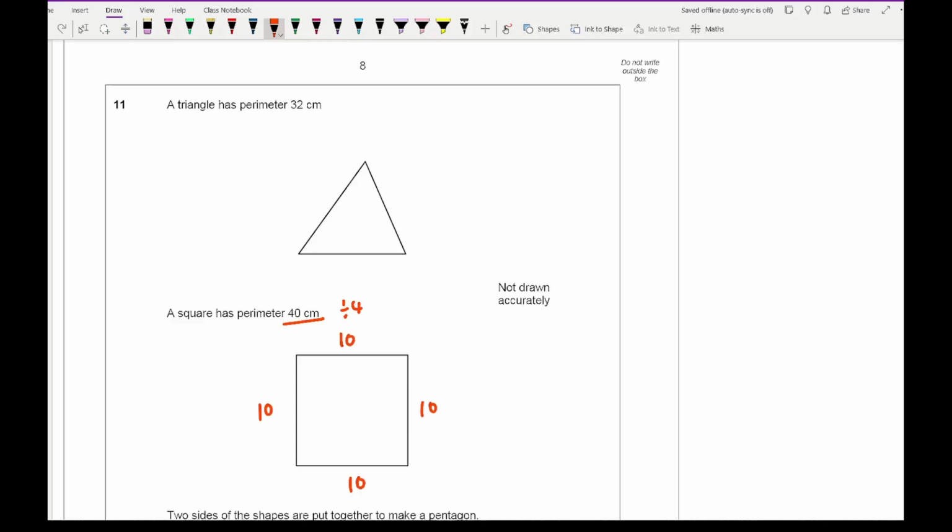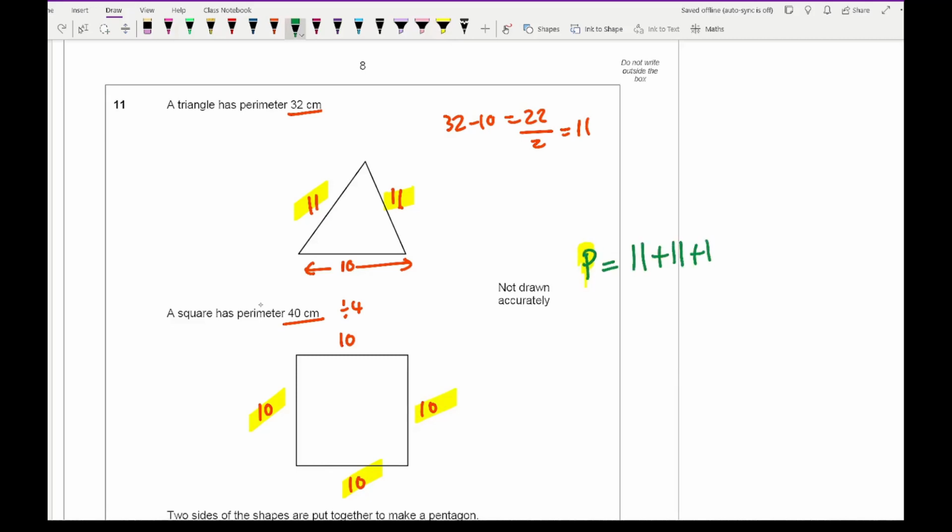Now I know that this triangle here is going to have a base of 10, and that this side plus this side plus the 10 needs to add up to 32. So 32 take away 10, divide that by 2 equals 11. That means these two sides are 11. Then working out the perimeter of the pentagon, it's going to be this plus this plus this. Here's the perimeter, and then highlight. Perimeter equals 11 plus 11.